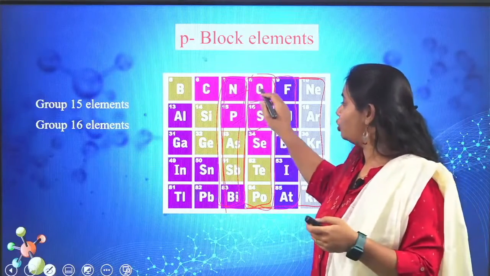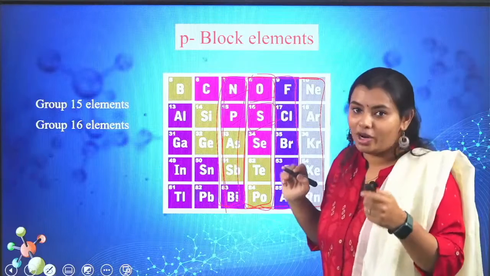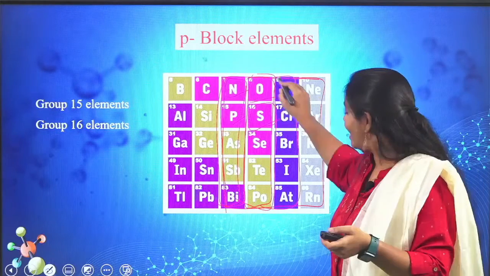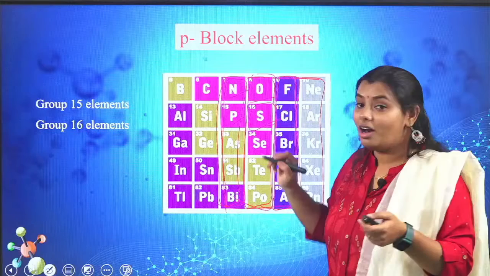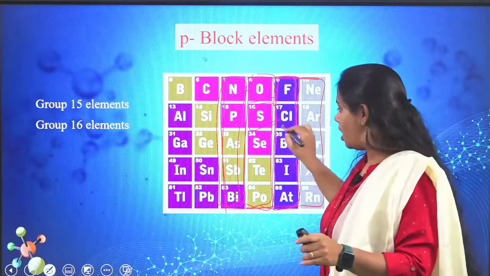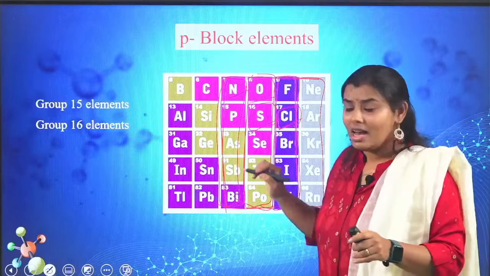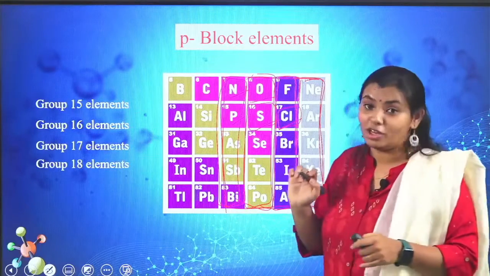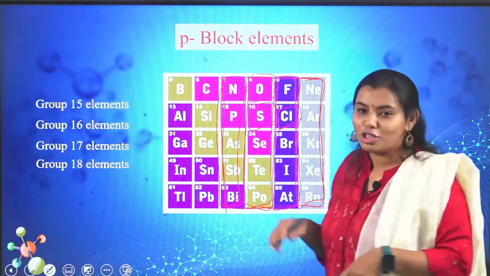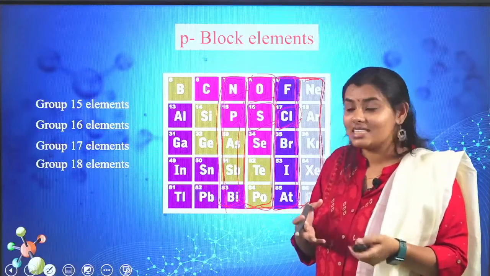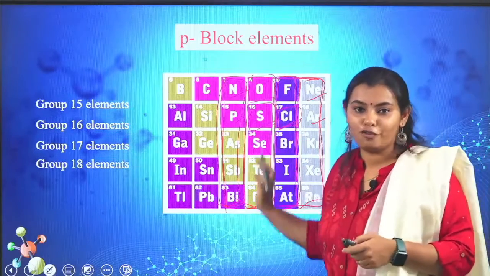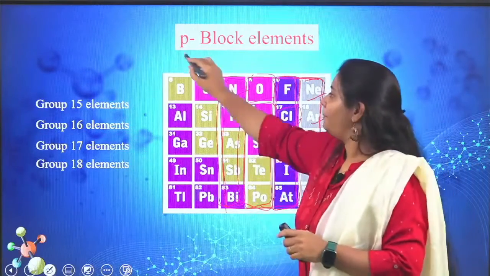Along with nitrogen and oxygen, we have fluorine. Fluorine is in your halogens: fluorine, chlorine, bromine, iodine. We study about halogens also. Here also we will basically be studying chlorine. Along with that, the last one, group 18 elements. These are also called rare gases, right? So about neon, argon, all of those we will be studying in P block elements.